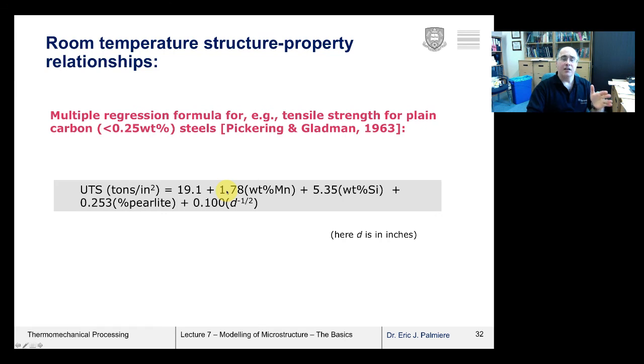And finally, as another microstructural parameter, we can incorporate in this expression the amount of pearlite present. So in other words, instead of the microstructure simply being a function of some grain size, in this case of ferrite, we can also incorporate the presence of the second phase, the second part of that microstructure, in this case pearlite. In this case, we can see that relationship.